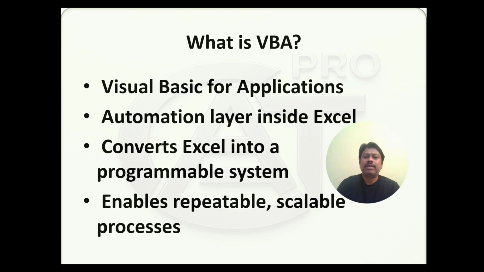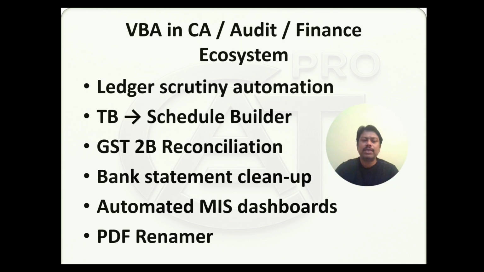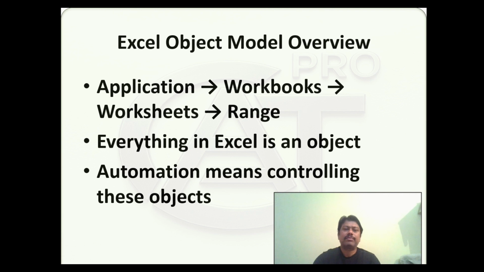What is VBA? Visual Basic for Applications, an automation layer inside Excel, converts Excel into a programmable system and enables repeatable, scalable processes. VBA for the CA, audit and finance ecosystem covers the types of work like ledger scrutiny automation, trial balance schedule builder, GST reconciliation, bank statement cleanup, automated MIS dashboards, PDF renewal.